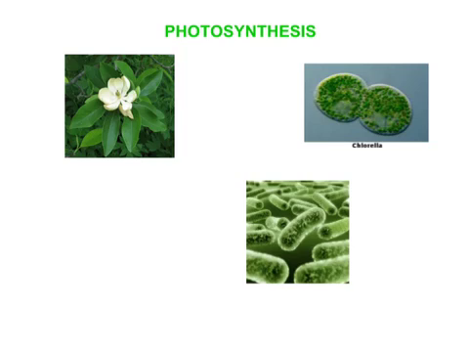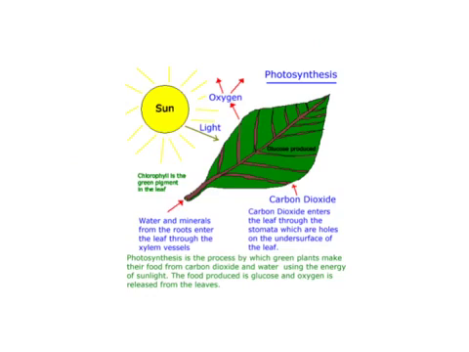Photosynthesis occurs in all living things that contain a special chemical called chlorophyll. Chlorophyll gives the green colour to things like plants, to algae, and to bacteria.